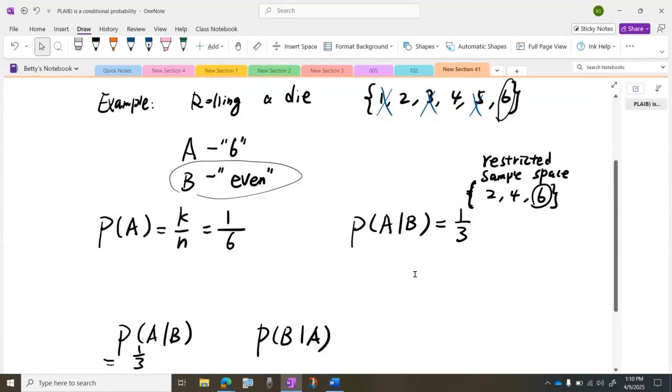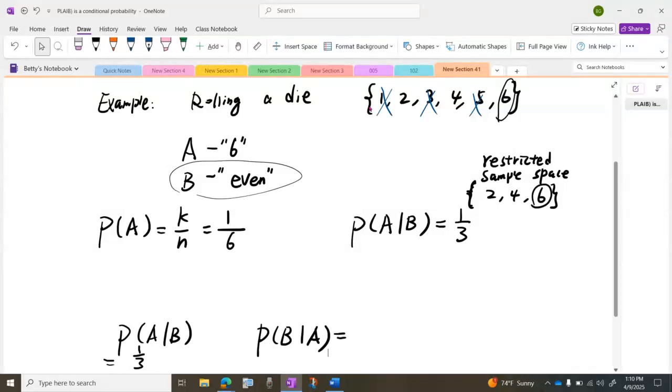Suppose we already know the number is even. What's the chance of getting a number 6? 1/3. Now what about P of B given A? The probability of getting an even number, suppose we already know the number is 6. A is getting a number 6, B is getting an even number. What's the chance of getting an even number given the number we roll is 6? Think about that and let me know.